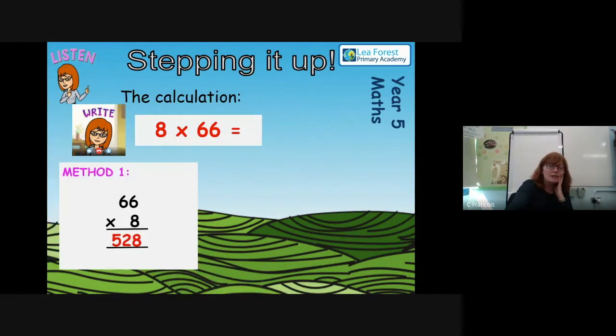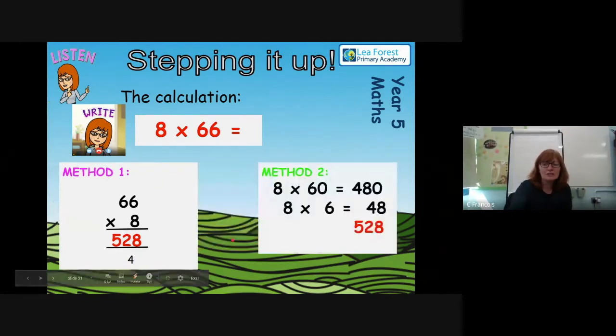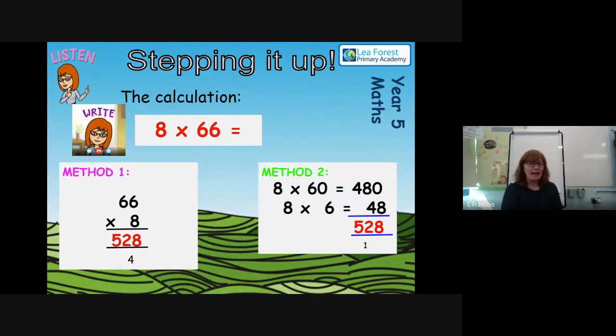Our calculation looks like that, and 8 times 6 or 6 times 8, whichever way you do it, is 48. And you've got the same calculation there, but I carried my 4, so it becomes 52. So my answer is 528. Or I could have completed it using partitioning, and I would still end up with the same answer. So you've smashed it out of the park today. I'm really, really impressed. Well done.